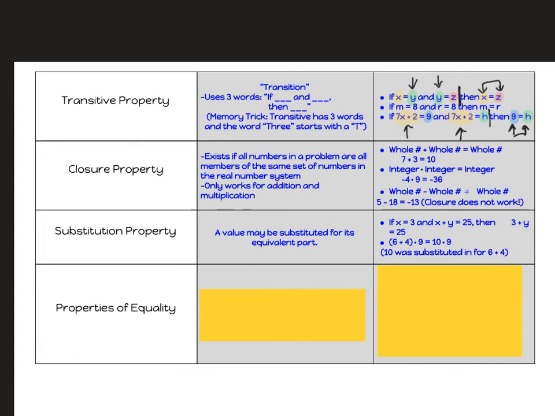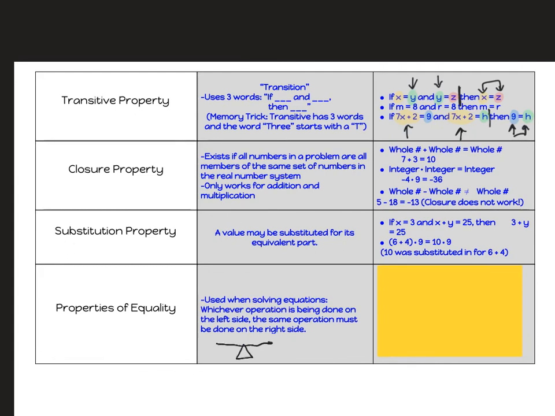And last but not least, the properties of equality. The main idea is that when solving equations, whichever operation is being done on the left side, the same operation must be done on the right side. Maybe you've had a teacher before talk about how an equation is kind of like a balance that you use for weights, and I know that's not the most beautiful balance you've ever seen, but whatever you put on the left side, you want to make sure that it balances out, so you need to do it on the right side as well. And so let's look at some examples of that.